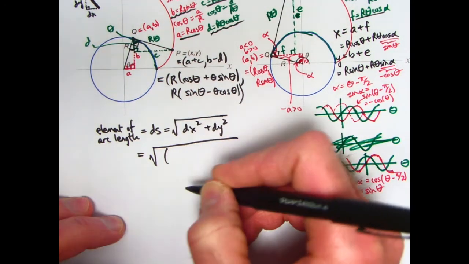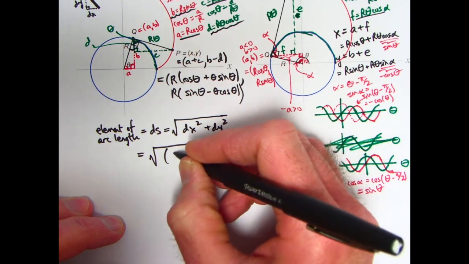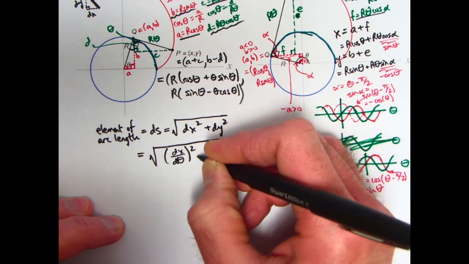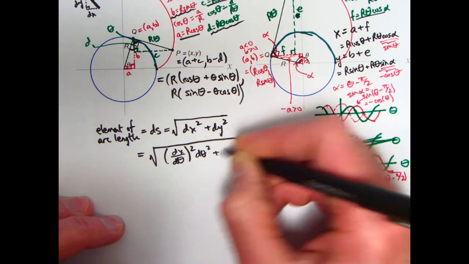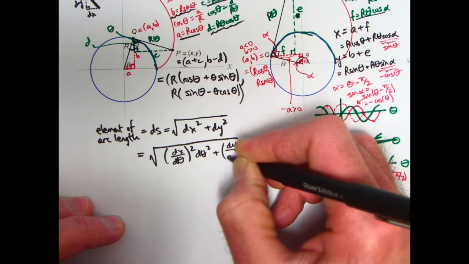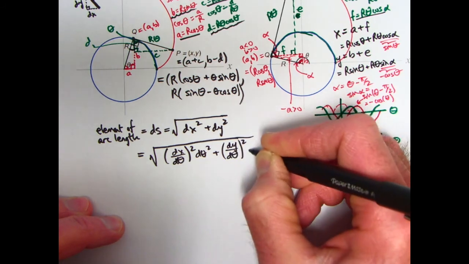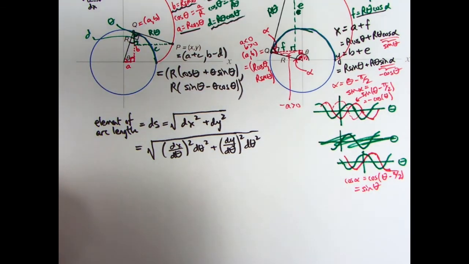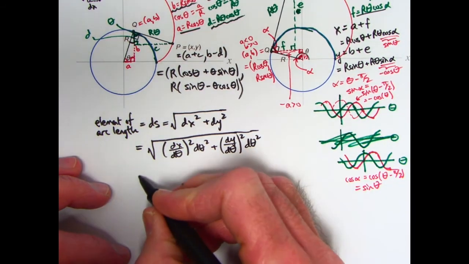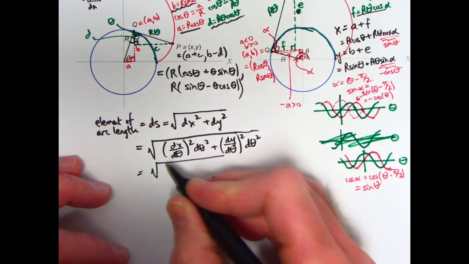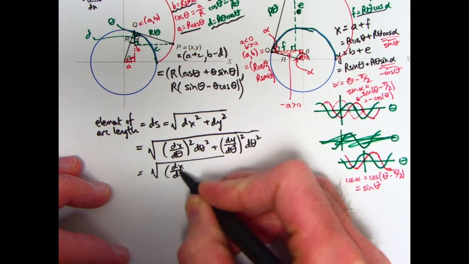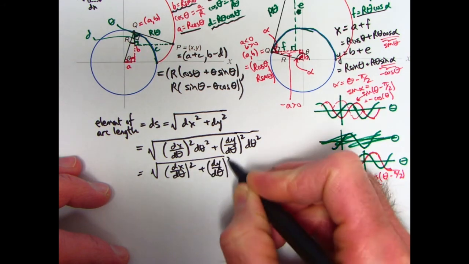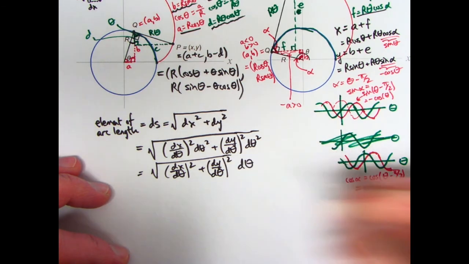I'm going to replace the square root of dx squared plus dy squared with the square root of dx d theta quantity squared times d theta squared plus dy d theta quantity squared times d theta squared. And then I'm going to factor the d theta squared out, take its square root, assume it's positive, and rewrite this as square root of dx d theta squared plus dy d theta squared, and have the d theta without a square outside the square root.